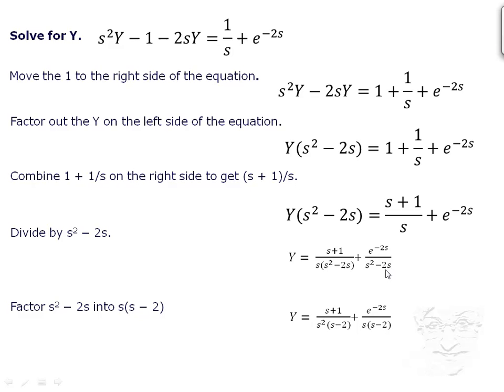Notice that I kept these two fractions separate because the second one involved that exponential e to the negative 2s. When we apply the inverse transform, we're going to get a unit step function, so I want that function kept separate from our traditional inverse Laplace transform. But before we apply the inverse Laplace transform, we'll have to use partial fraction decomposition for both of these fractions to write each of them as a sum of simpler fractions.